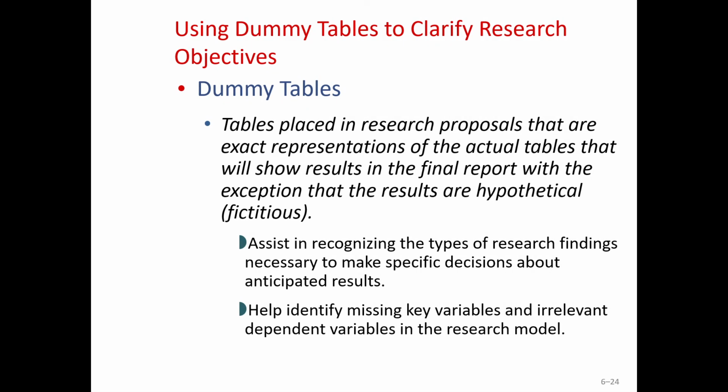Using dummy tables. Perhaps the best way to let management know exactly what kind of results will be produced by research is the dummy table. Dummy tables are placed in research proposals and are exact representations of the actual tables that will show results in the final report. With one exception, the results are hypothetical. They get the name because the researchers fill in, or dummy up, the table with likely but fictitious data. A research analyst can present dummy tables to the decision makers and ask, given findings like this, will you be able to make a final decision?